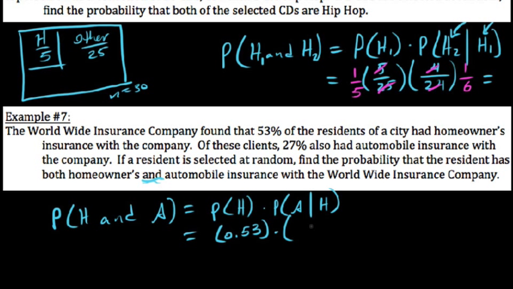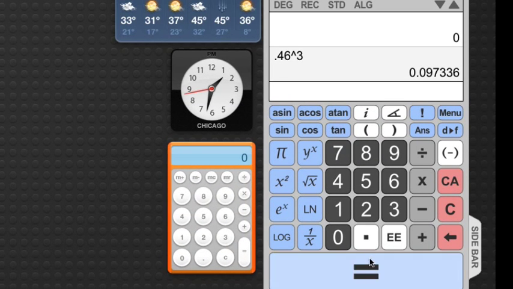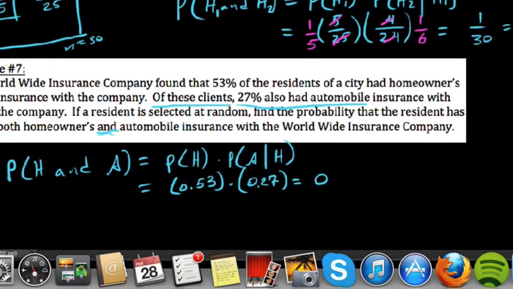And over here we say, well, then what's the probability that they have auto, given that they already had homeowners with the company? That's the second sentence here, where it says, of these clients that already had homeowners, 27% also had auto. So this is 27% auto, given that they already had homeowners. It's just trying to pick these word problems apart. So we say, 0.53 times 0.27, which is 0.1431. So about a 14.31% chance.